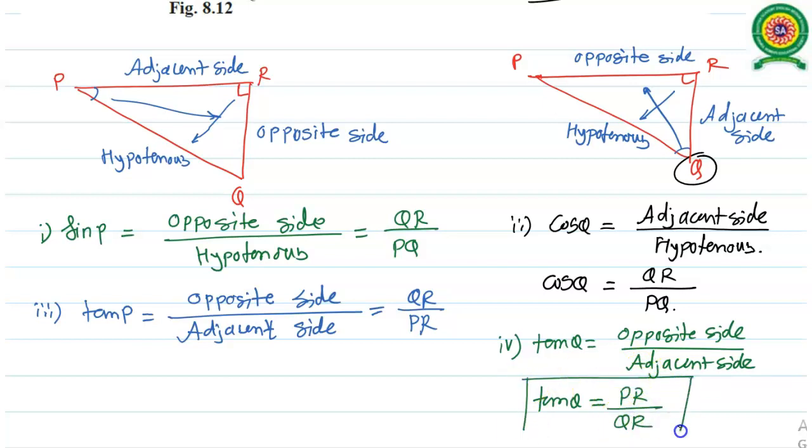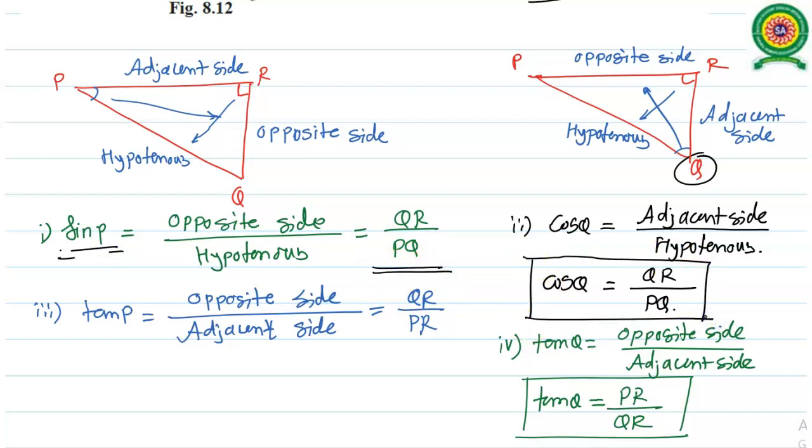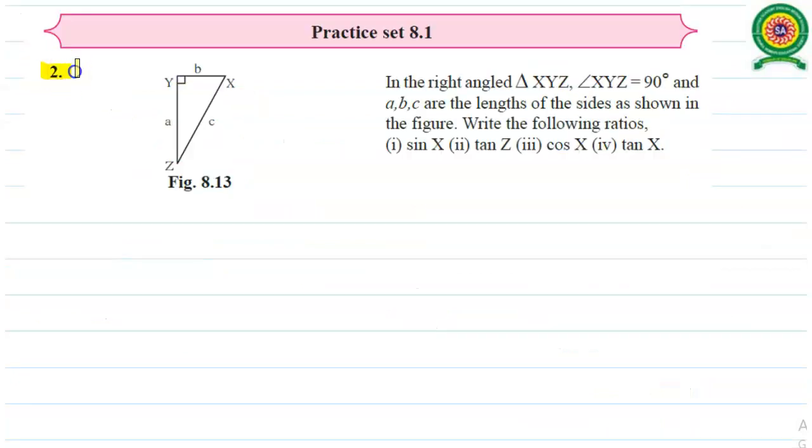So hence we have all four trigonometric ratios here. The value of sin P is QR divided by PQ. The value of cos Q is QR divided by PQ. The value of tan P is QR divided by PR, and the value of tan Q is PR divided by QR. Look at question number 2 from practice set 8.1.